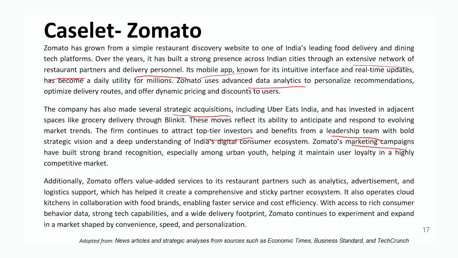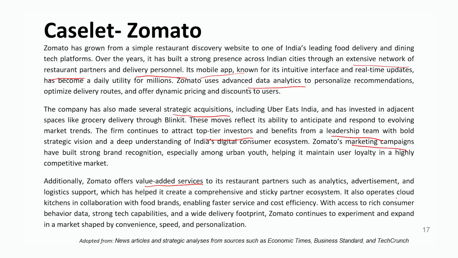The company's marketing campaigns have built strong brand recognition, especially among urban youth, helping it maintain user loyalty in a highly competitive market. Additionally, Zomato offers value-added services to its restaurant partners such as analytics, advertisement, and logistics support, which has helped it create a comprehensive and sticky partner ecosystem.